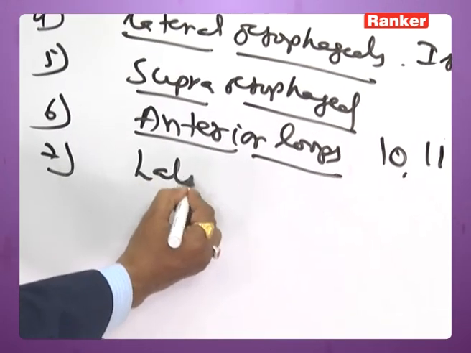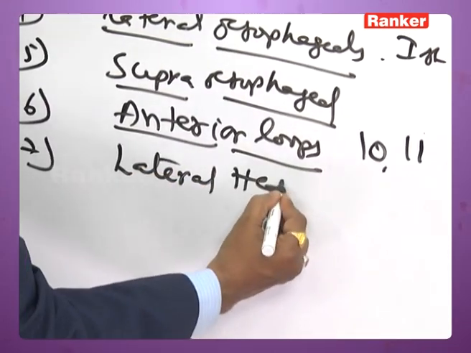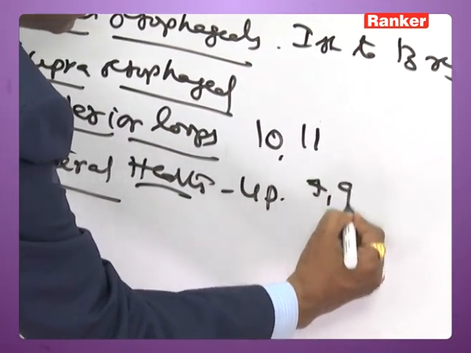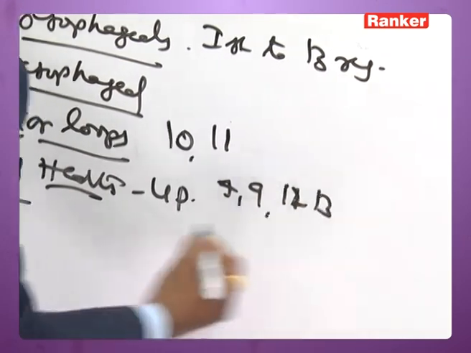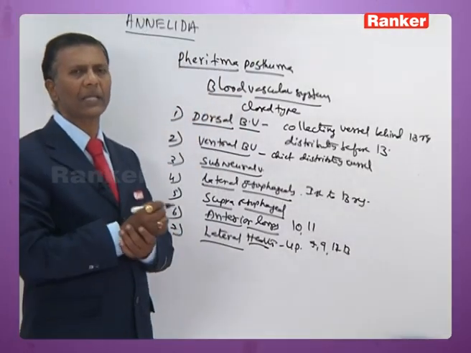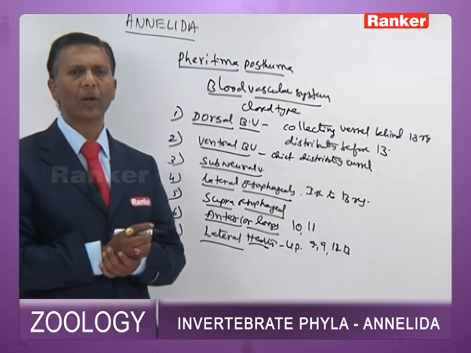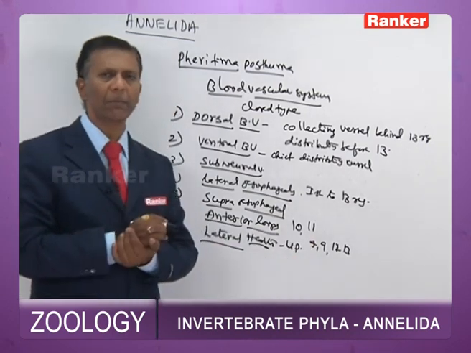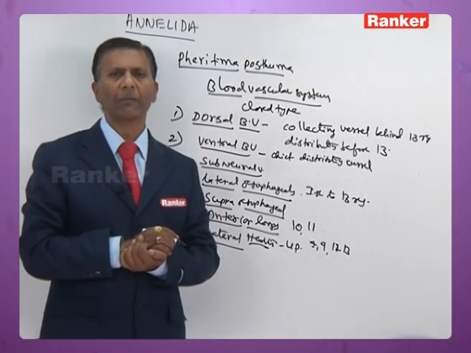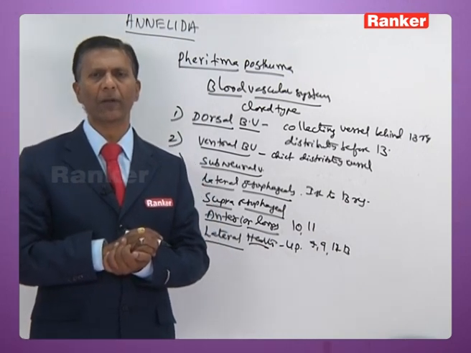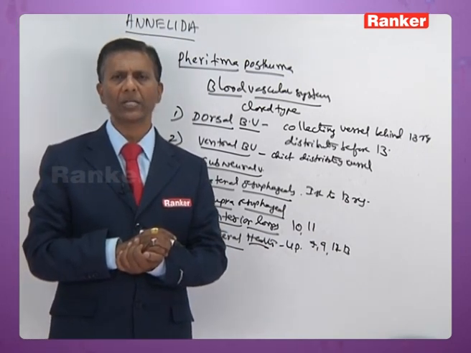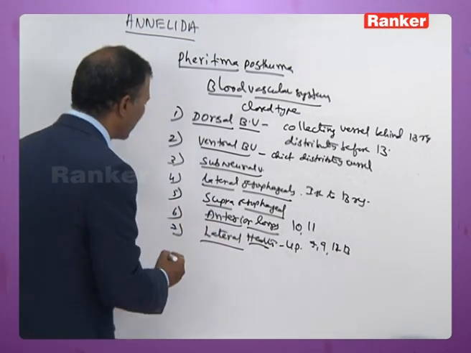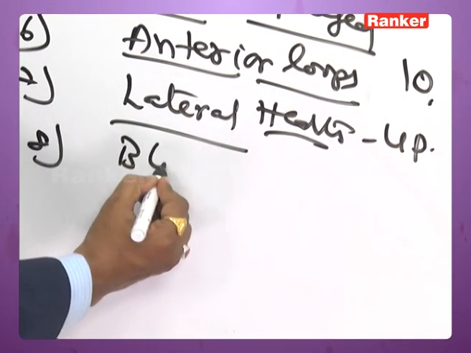Then lateral hearts. Four pairs of lateral hearts are present, in the 7th, 9th, 12th and 13th segments. They carry blood from the dorsal blood vessel to the ventral blood vessel. The lateral hearts of the 12th and 13th are slightly bigger in size. Besides collecting blood from the dorsal blood vessel, they also collect blood from supraesophageal and discharge the blood into the ventral blood vessel. Then apart from this, there are blood glands.